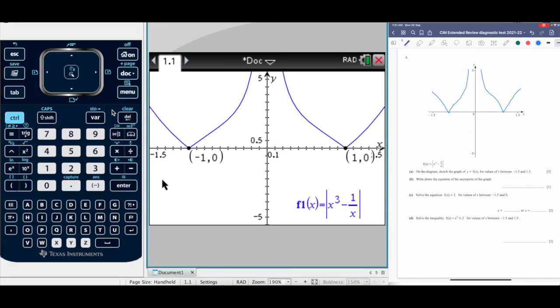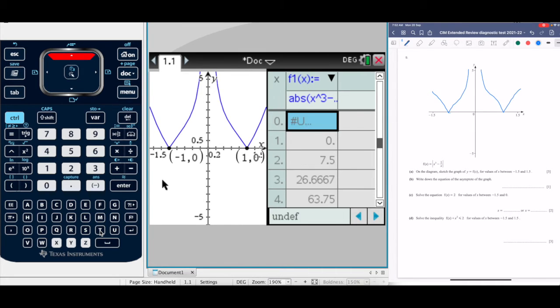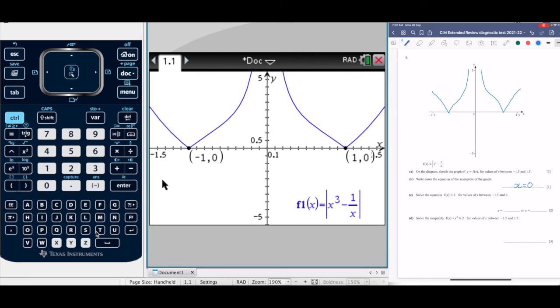And the next part asks me to write down the equation of the asymptote on the graph. So to find the asymptote, it doesn't look like there's a y, and it's only asking me for 1. So I'm going to look for an x asymptote, and I can do Control T to find my table. And I'm looking for a value that says undefined. So it doesn't seem to be there. There we go. X is 0, is undefined. So my asymptote is x is equal to 0. So to get rid of the table, Control T, and it goes.